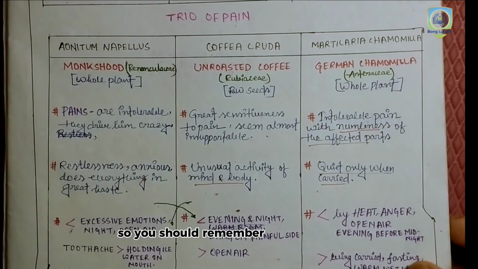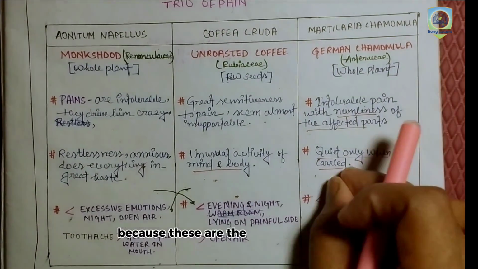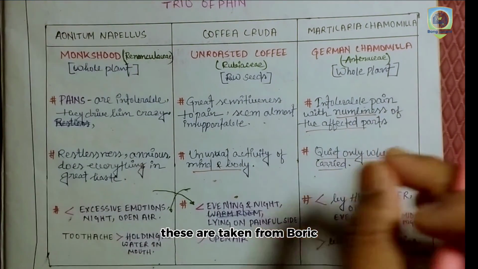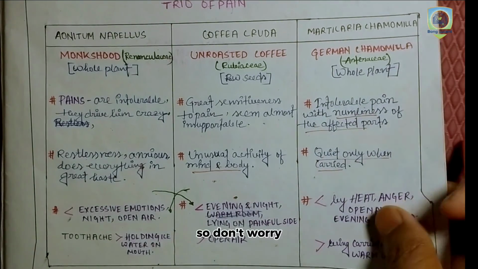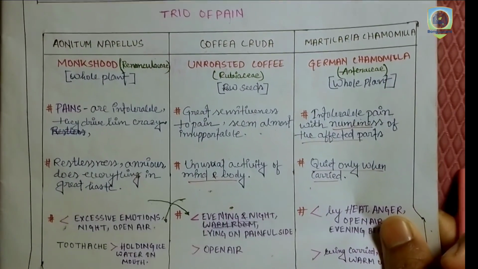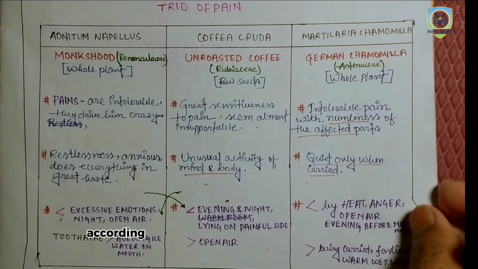So you should remember all of the points, because these are the key points. These are taken from Boericke and Allen's Keynotes, and other points are also there. So don't worry, this is the complete note for university exams. You should mention all the points according to these notes.